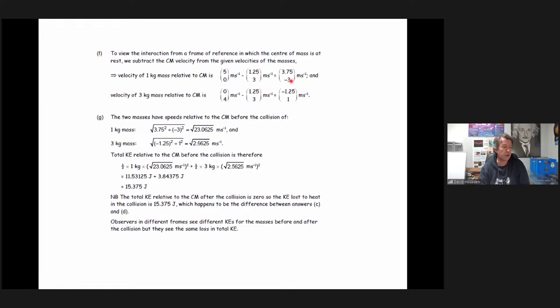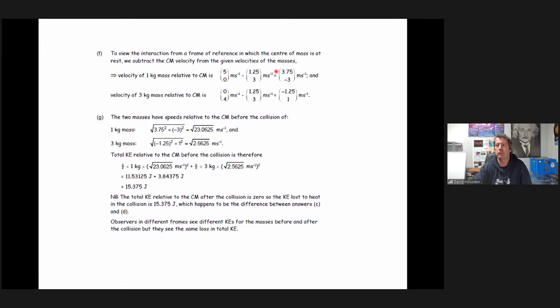The velocity of the 3 kilogram one relative to the center of mass is moving towards you. It's coming closer to your right shoulder, I guess. And so it's moving in the negative x direction, but it's also coming up from behind you. So that's got a positive part in terms of the y component. So we've got these two numbers.